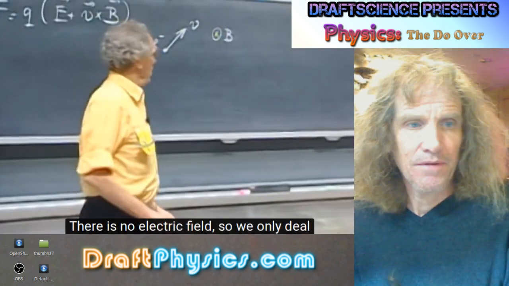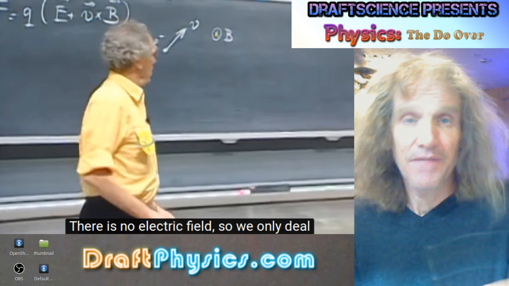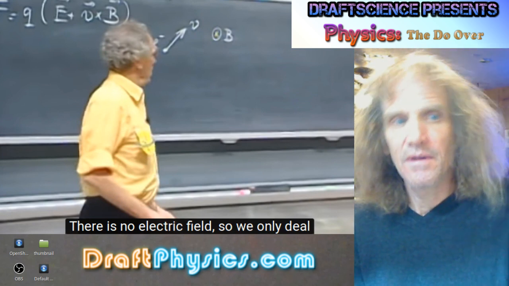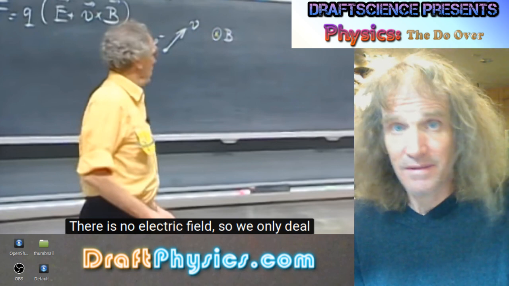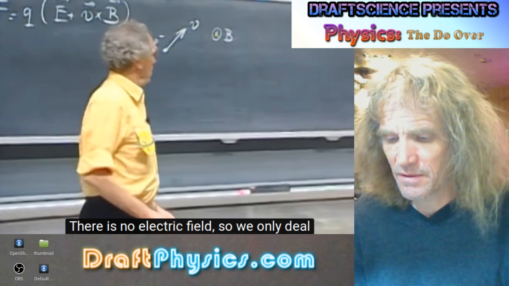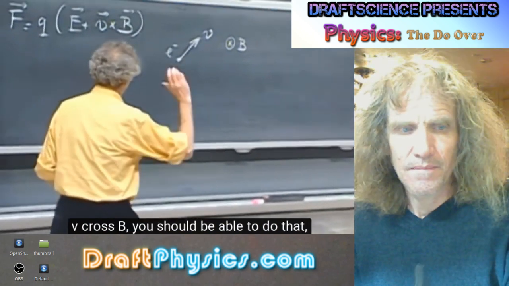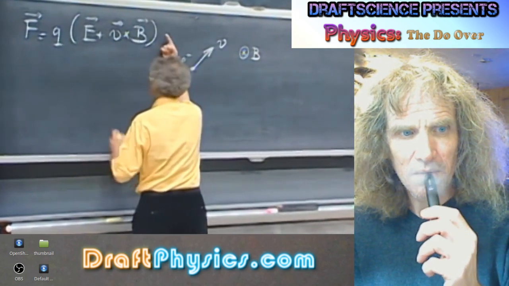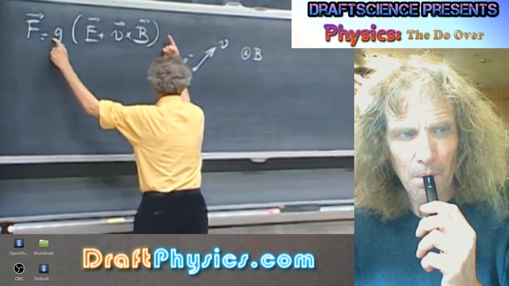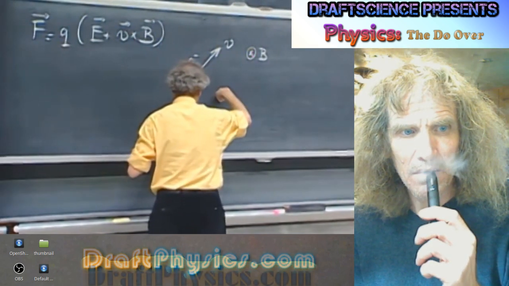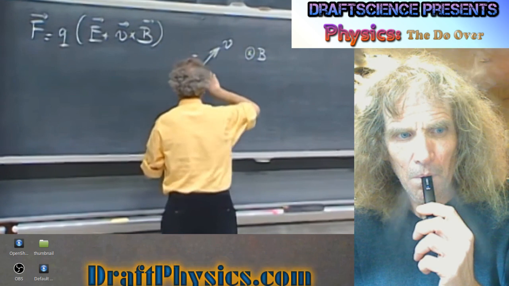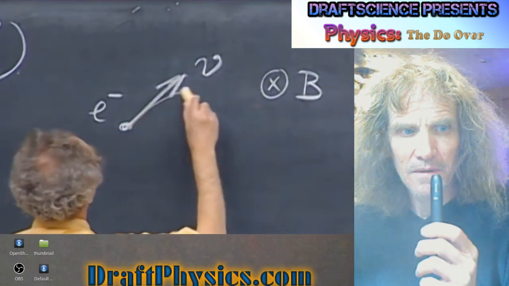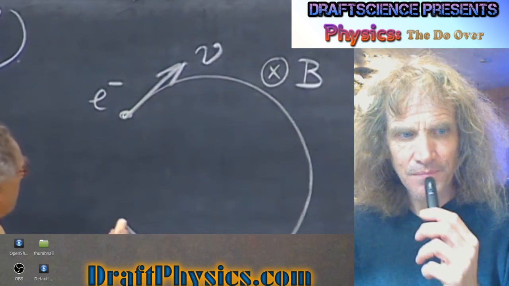Let's point out again, the electric field and the magnetic field are the same fields. There are no two different fields. The magnetic and the electric, it's the same energy, same force. V cross B, you should be able to do that cross product, is in this direction, and since the charge is negative, the force on this charge is in this direction. And so the electron is going to turn over in this direction. I'm going to get a circle if the magnetic field is uniform.